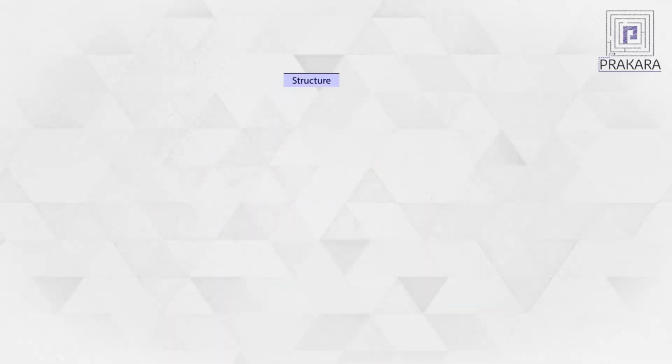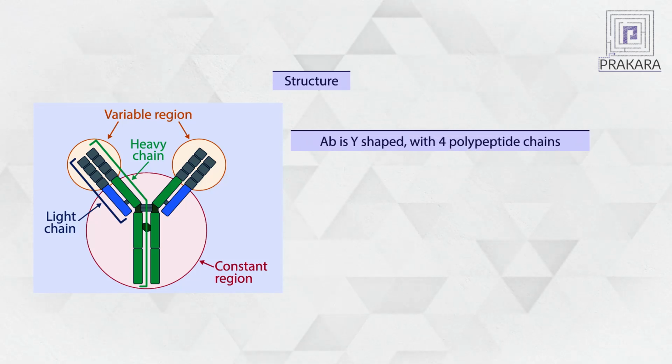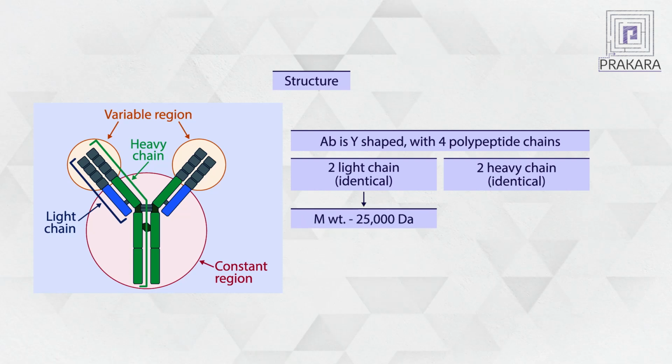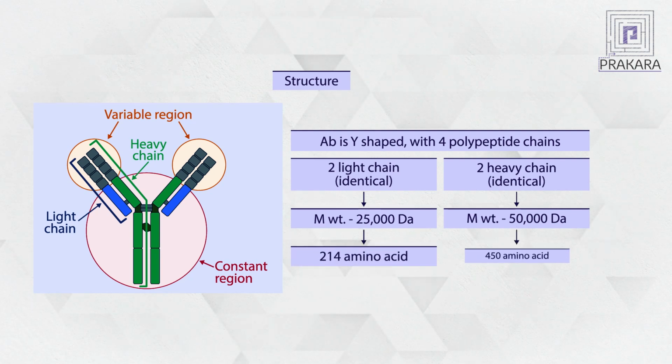Now we will see in detail the structure of the antibody. An antibody is a Y-shaped molecule. This Y-shaped molecule contains two light chains and two heavy chains. The two light chains have a molecular weight of 25,000 Daltons, whereas the heavy chains have a molecular weight of 50,000 Daltons. Each light chain has 214 amino acids, whereas 450 amino acids are present in each heavy chain.